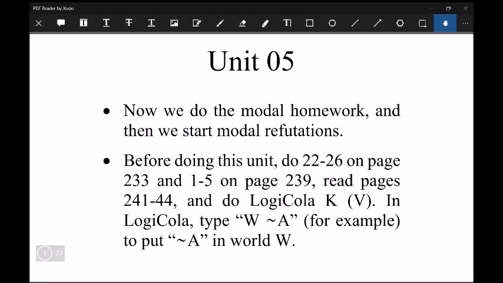Welcome to Unit 5, and we're going to get a little further into modal logic today. We'll start with the homework problems: translations, and then the valid proofs, and then we'll get into the invalid arguments and refutations.